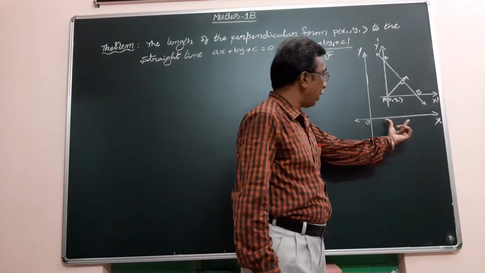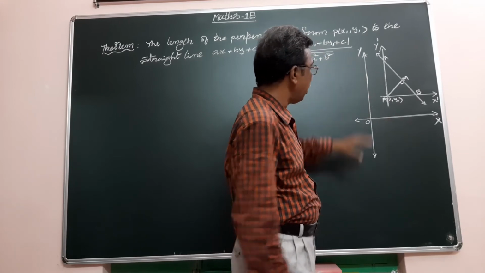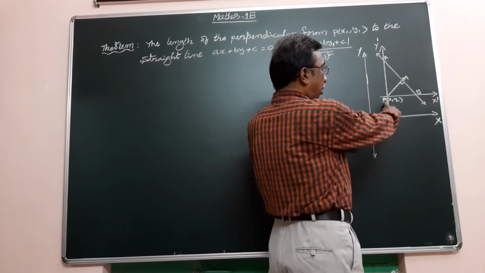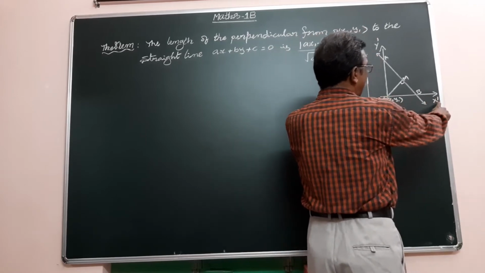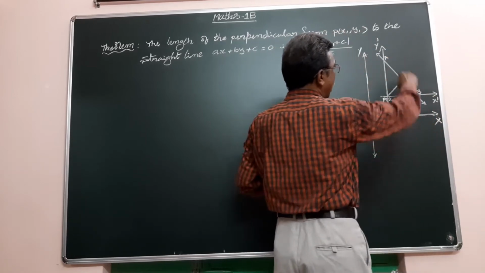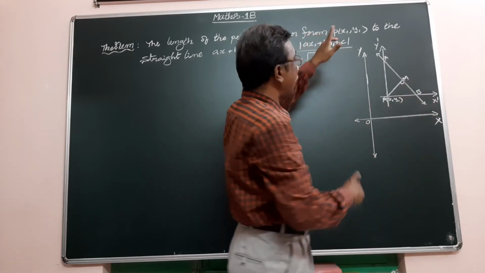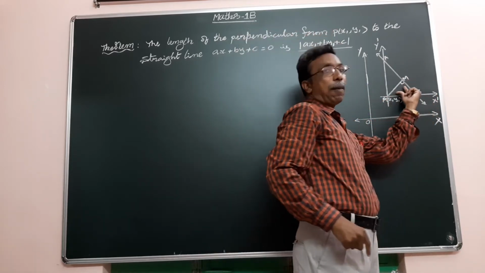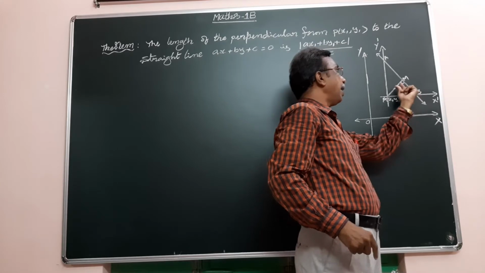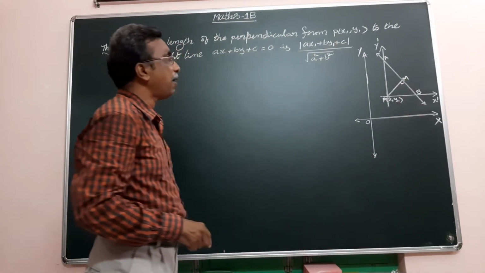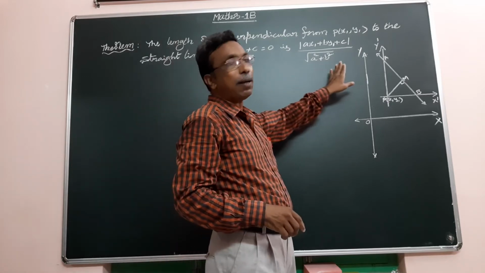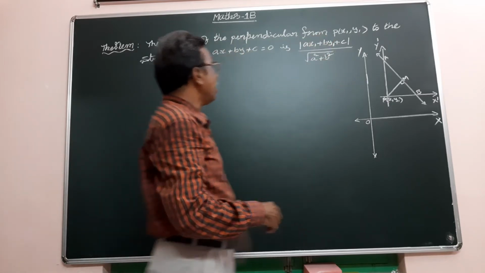Observe this figure, this axis is the y-axis. This origin is shifted to another point P of x1, y1. This is the new axes x dash, y dash. Next, AB is a straight line. PM is the perpendicular distance. Now we find PM, that perpendicular distance, which is modulus of ax1 plus by1 plus c by root of a square plus b square. Now we prove this one. Proof.